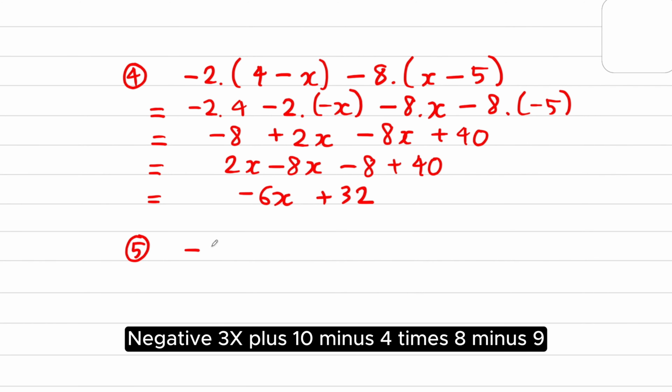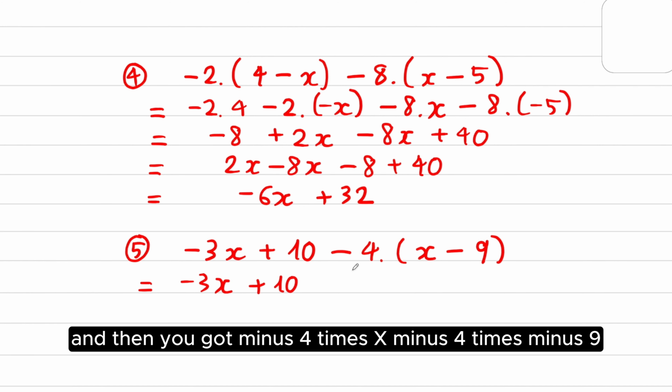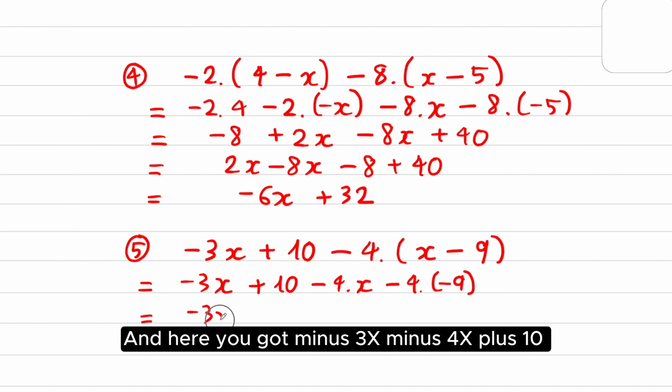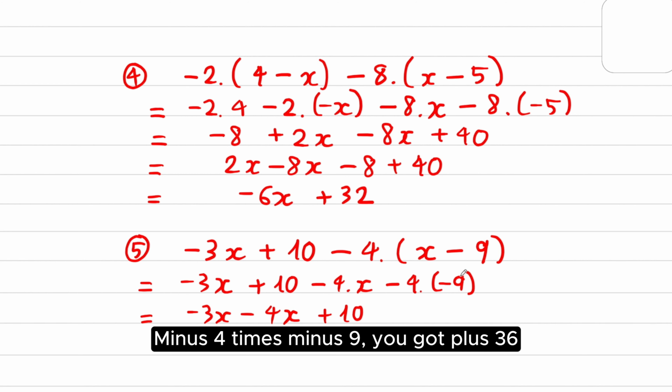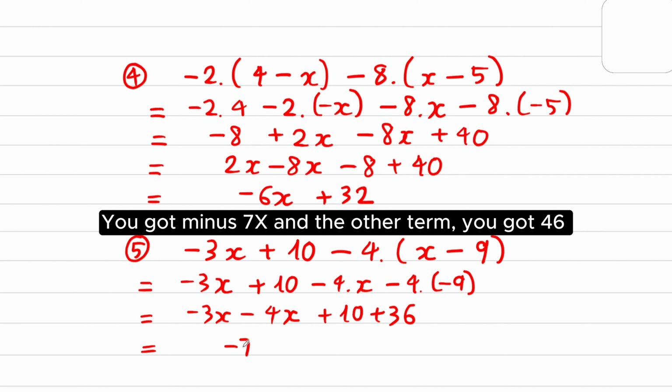Example 5. Look at this. Negative 3h plus 10 minus 4 times h minus 9. Okay, so how can you work with this? Plus 10, and rewrite it first. And then you have minus 4 times h, minus 4 times minus 9. And here you have minus 3h minus 4h plus 10 minus 4 times minus 9, you get plus 36. So the first term for this pair, you get minus 7h, and the other term you get 46.